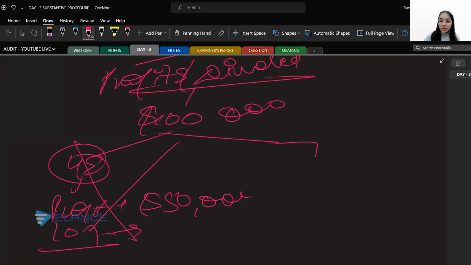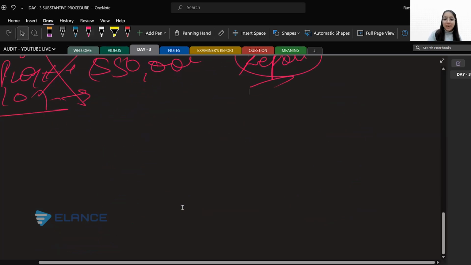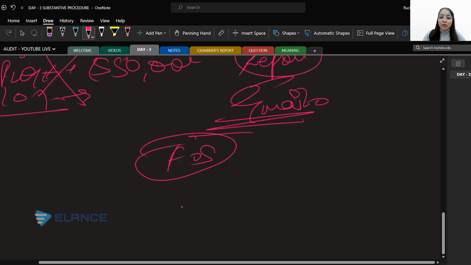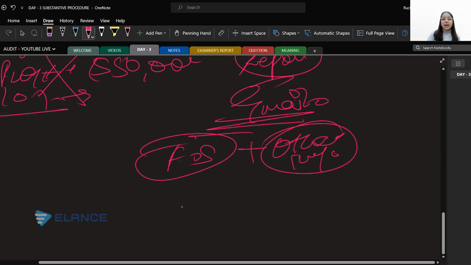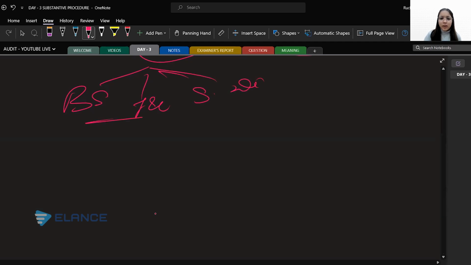What will management do? Management will send me the annual report. Anybody who has invested in a company receives the annual report on their Gmail. So if you have ever made the effort to open that mail, it consists of financial statements and other information as well, right? So financial statements consist of your balance sheet, your P&L, your statement of changes in equity, your disclosures and everything.